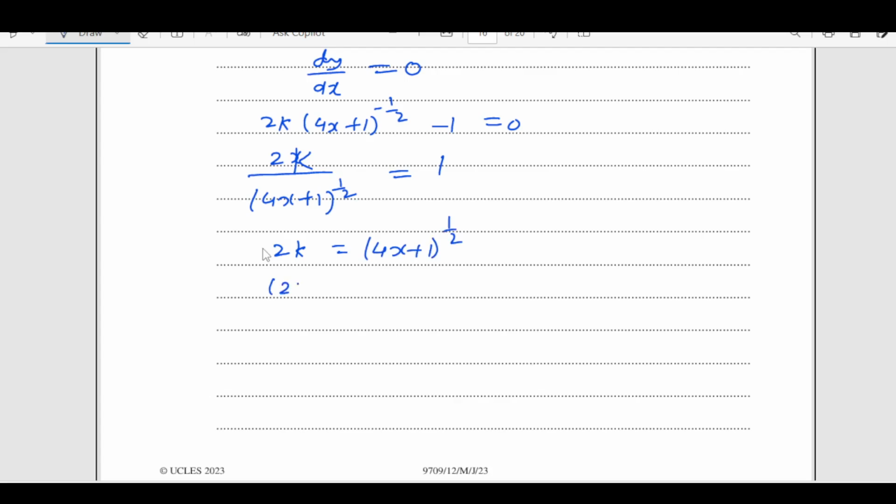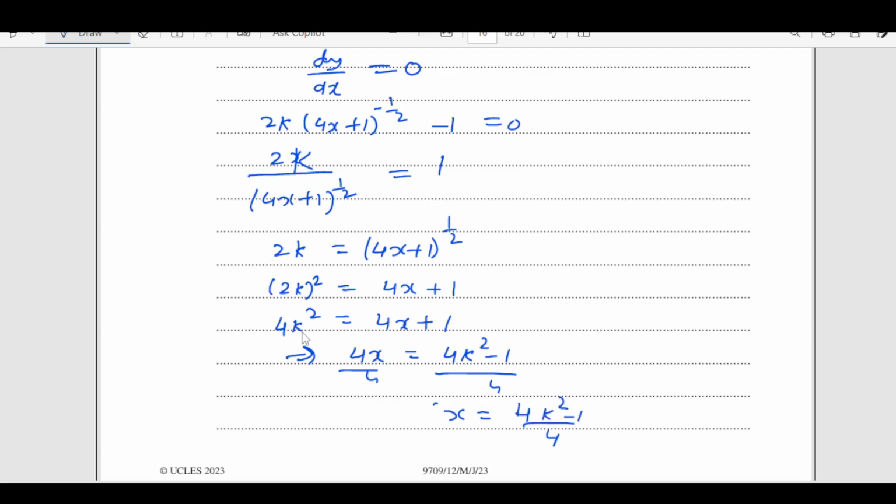Now squaring both sides, we get 2k squared, and the square root will get cancelled from here, so it will be 4x plus 1. So then we have 4k squared is equal to 4x plus 1. We are looking for x, so x is equal to 4k squared minus 1 over 4. So our final answer is x equals 4k squared minus 1 over 4. This is the answer, because we are just looking for the x coordinate, so you will leave it over here.